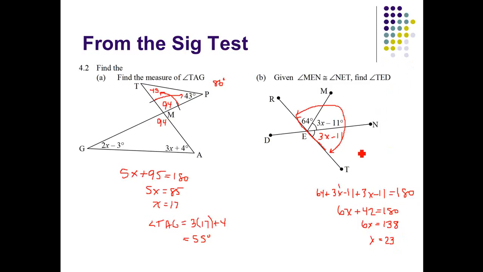We want to find the measure of angle TED. So plug in 23 for x, and then I can figure out what this angle is here, and then I can use 180 minus that angle to get my answer. So 23 times 3 is 69, minus 11 would be 58. And then angle TED is going to equal 180 minus 58. So when I subtract 58 from 180, I get 122 degrees.